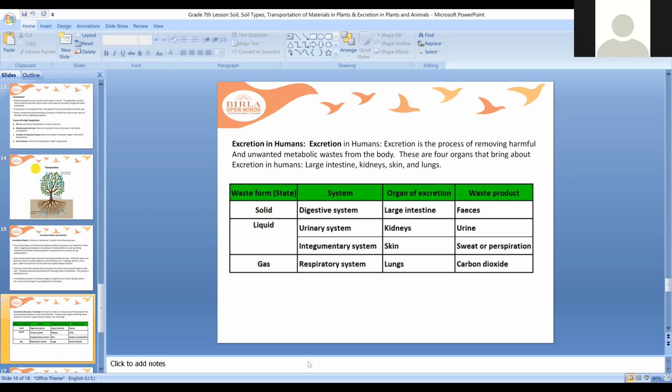In the integumentary system there is perspiration, right, ma'am? Yeah, perspiration. Yeah, ma'am.